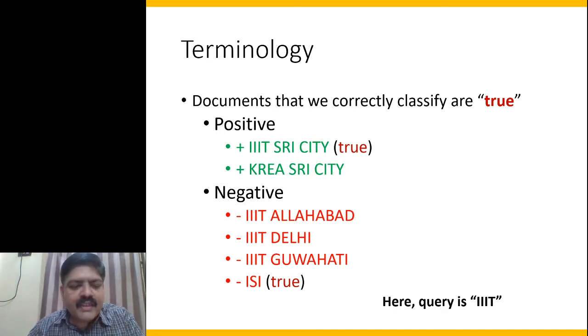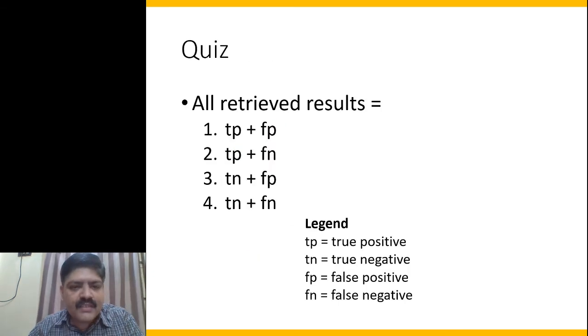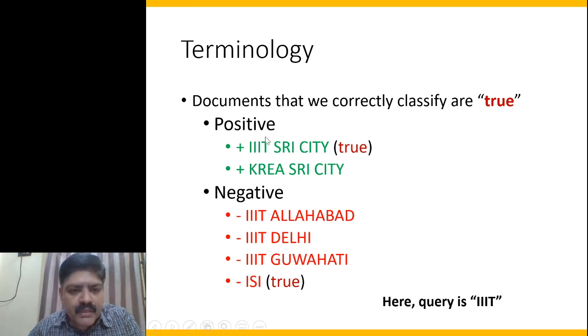That obviously says that the documents that we wrongly classify are going to be false. So which means Kriya Sri City is a false positive, and all these three documents which did not appear are negatives, and all of them should have appeared. So these are all false negatives for me.